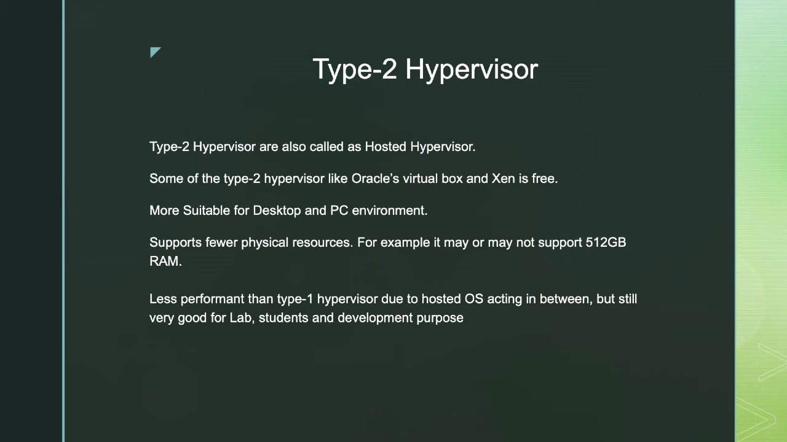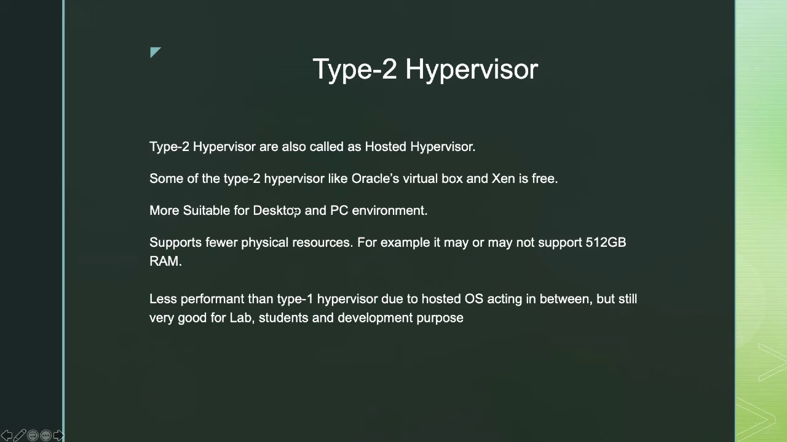Now what is a type 2 hypervisor? When you have a hosted hypervisor, that means on top of the physical layer you have an operating system, and on top of the operating system you have a hypervisor. So basically all the calls from your guest operating system go through your host OS. That hypervisor is called a type 2 hypervisor.